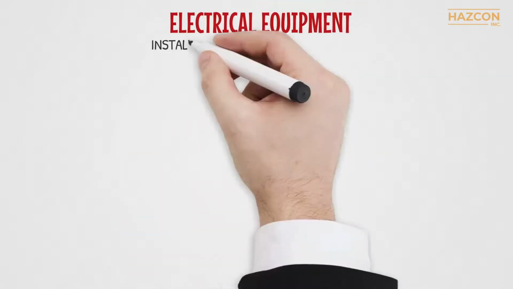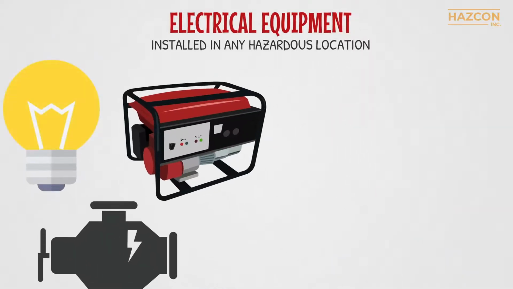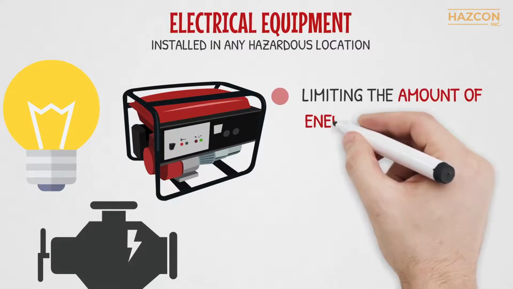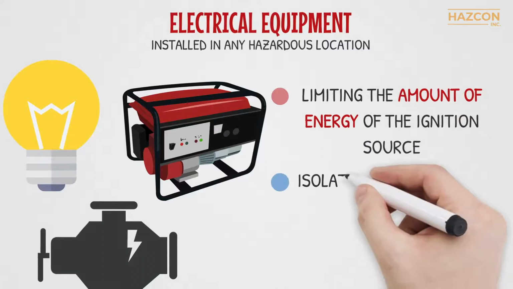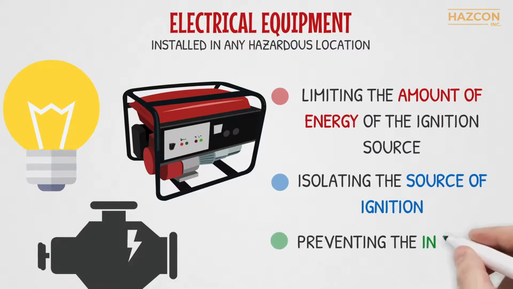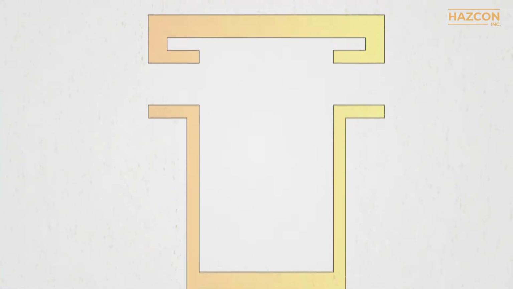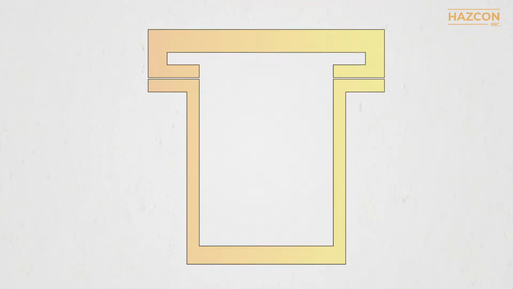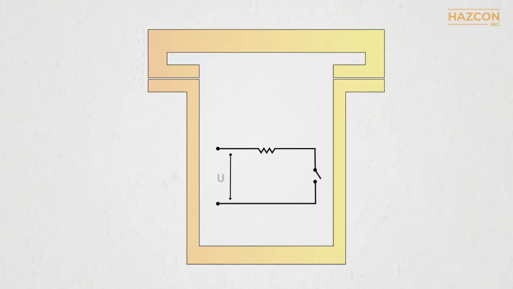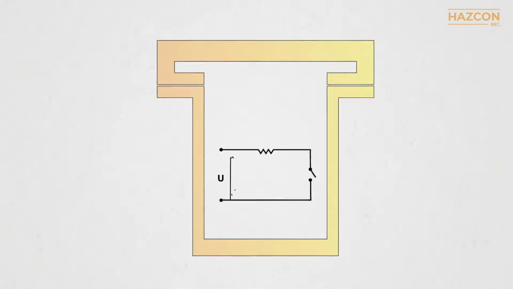Electrical equipment installed in any hazardous location must be used safely. Various approaches to protection are used in dust explosive atmospheres, including limiting the amount of energy of the ignition source, isolating the source of ignition, or preventing the ingress of dusts. One of the effective methods used to prevent an electrical circuit from becoming a source of ignition is through the use of a dust-tight enclosure where all of the joints or openings must be sealed or protected to keep dust out. Normally this is achieved through the use of proper gaskets or O-rings.